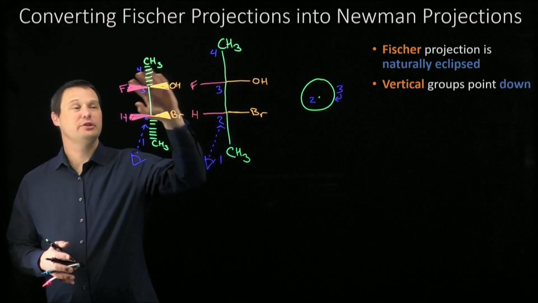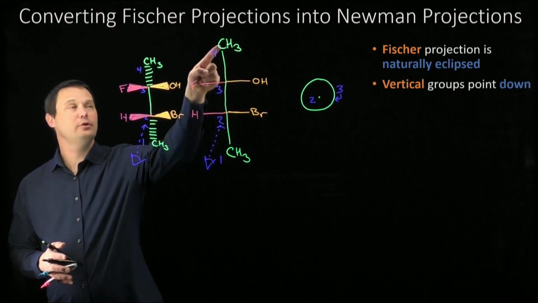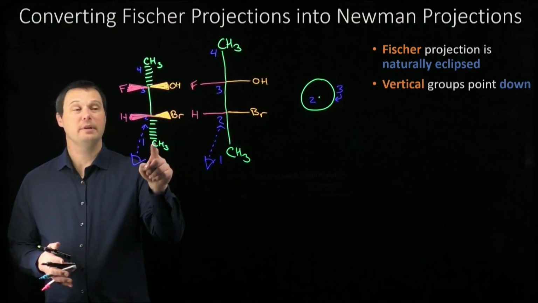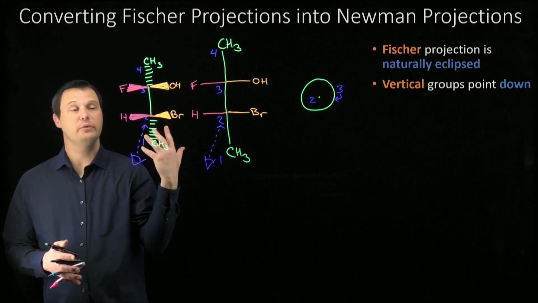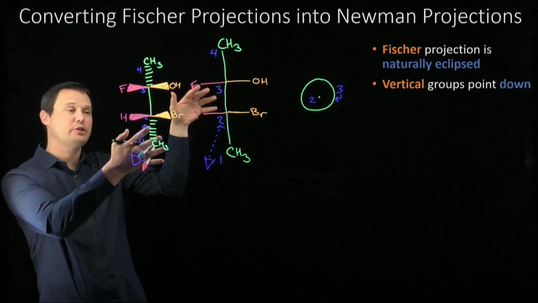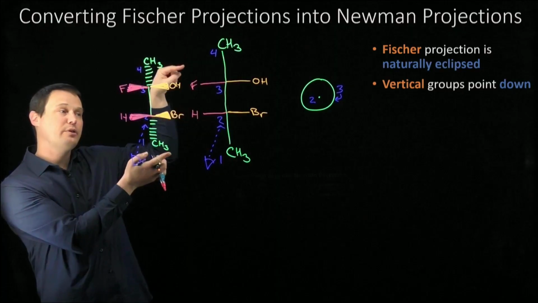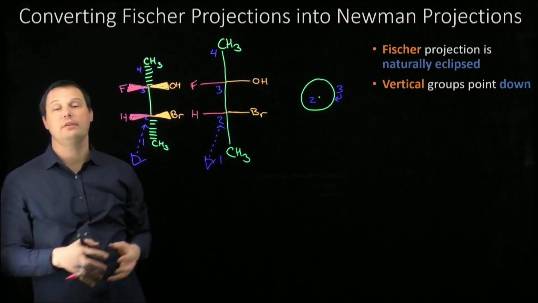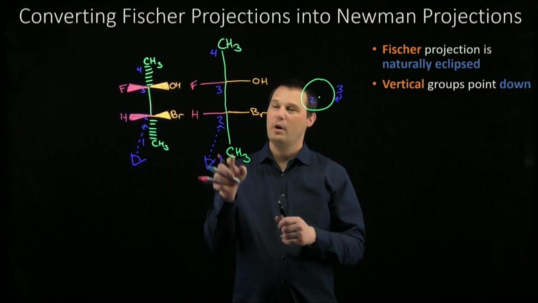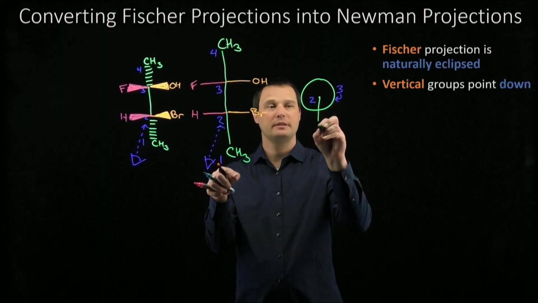To decorate the Newman projection with the other groups, start with the vertical groups in the Fischer projection. Recall, it's these vertical groups that are going away from you as the viewer. So when we tilt the Fischer projection into the Newman projection, these groups that are away from you will end up down in the southern hemisphere of your Newman projection. Carbon 1 will be down in the southern hemisphere attached to carbon 2.